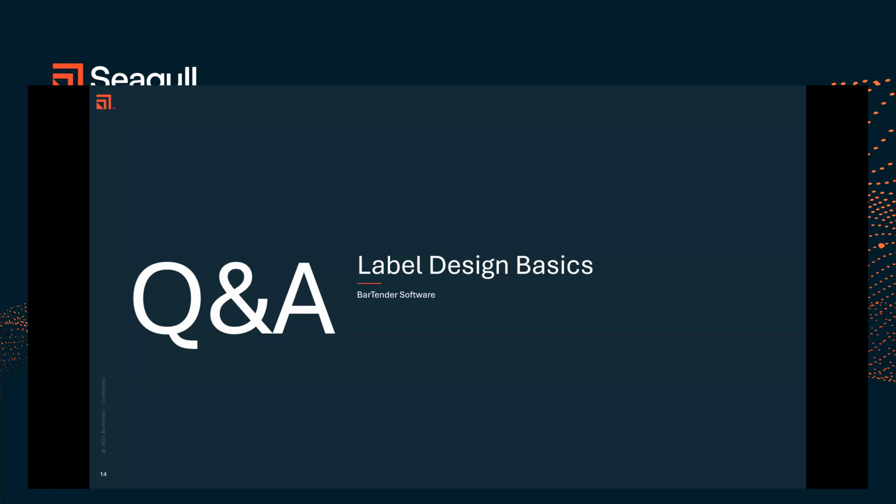Stephen, the first question. As you were designing the label, you were moving a lot of the objects with your mouse. But we have a question here about can you use the keyboard arrow keys to move the fields gradually rather than just using the mouse?